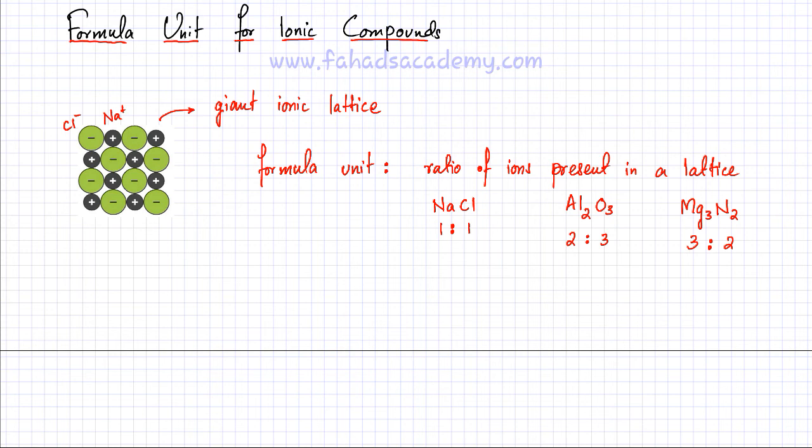So the subscript is going to tell you the ratio in which they are joined together, and again the subscript means the same thing. For example, for Mg3N2, it means there are 3 magnesium and 2 nitrogens joined together in this simplest unit. For aluminum oxide, it means 2 aluminiums, 3 oxygens, they are joined together in this simplest unit. For NaCl, that's 1:1, so that means 1 Na and 1 Cl are joined together in this simplest unit that represents the giant ionic lattice.